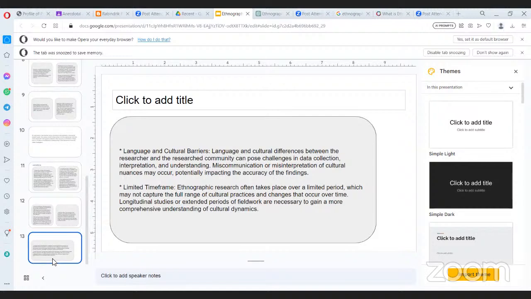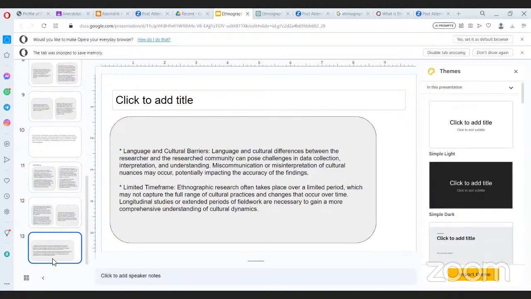Another one, that is the limited time frame. Ethnographic research often takes place over a limited period, which may not capture the full range of cultural practices and changes that occur over time. So longitudinal studies or extended periods of fieldwork are necessary to gain a more comprehensive understanding of cultural dynamics.